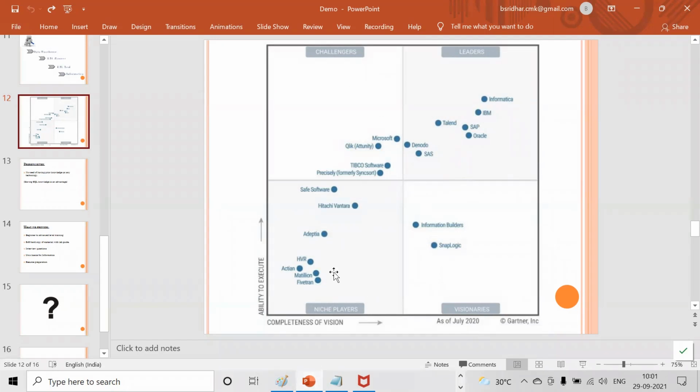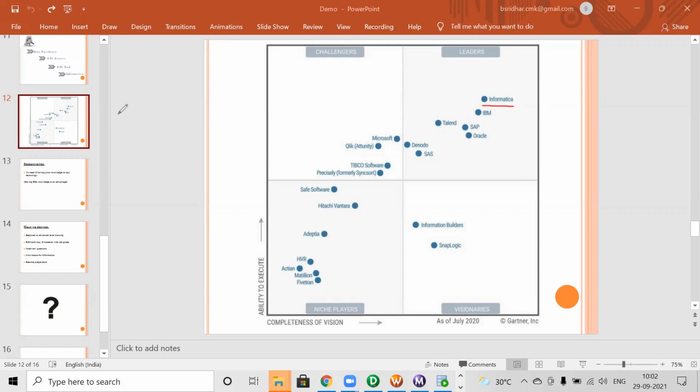So there are 4 areas: niche players, visionaries, leaders, and challengers. If you see, Informatica is positioned as number 1 in leaders. This is not just 1 year. For the past 14 or 15 years continuously, Informatica has been in the number 1 position.